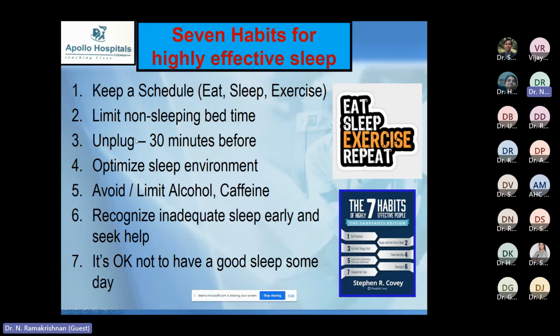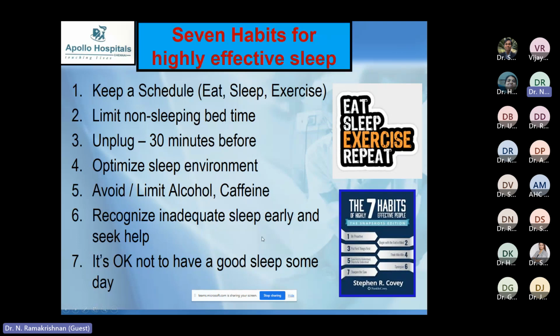3, unplug, unwind at least 30 minutes before sleep. 4, optimize your sleep environment, which can be a challenge. When there's a couple, one of them might want the air conditioner on, the other one would not want it on. Now there are a lot of smart beds and stuff that are coming to optimize sleep environments individually. So that is important. 5, avoiding and limiting any kind of stimulants or anything that would disturb sleep, like alcohol and caffeine, at least about 5 hours before bedtime.